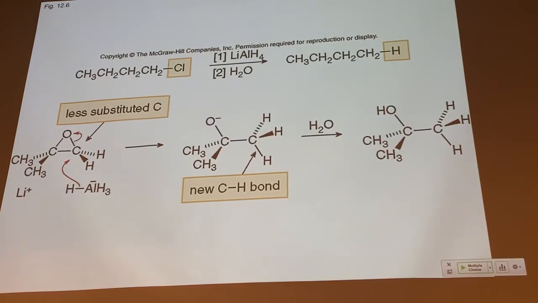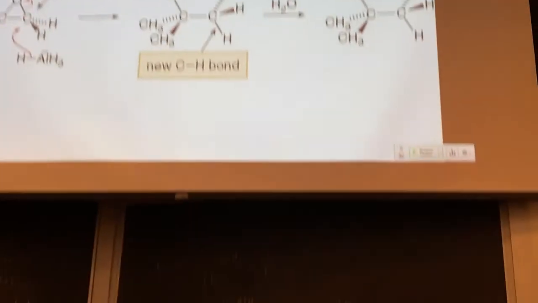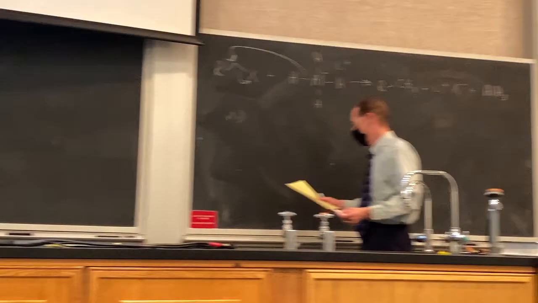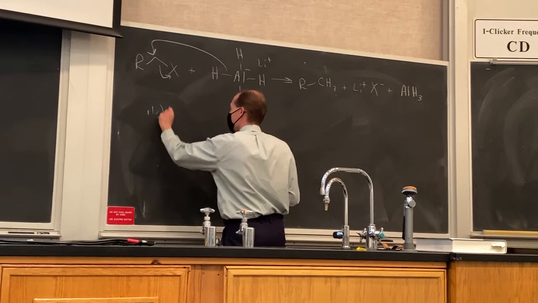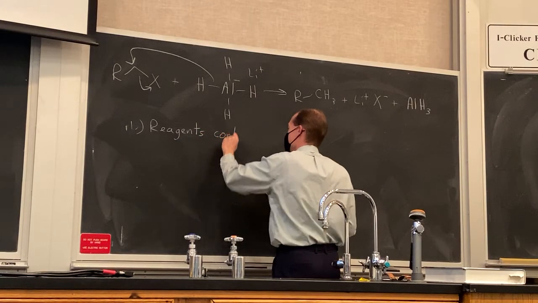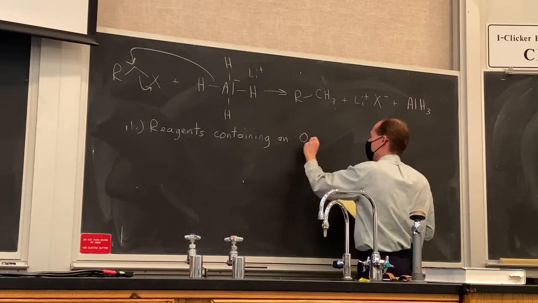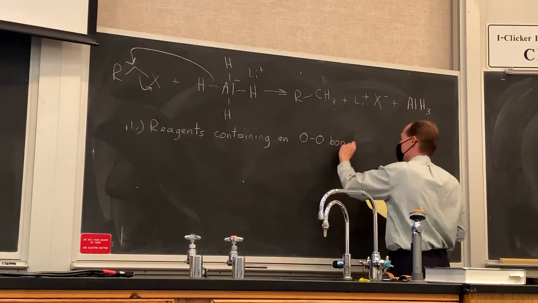All right, so now we'll start talking about oxidation for the remainder of the chapter. And whereas we began the first half discussing reducing agents, we're going to start here talking about oxidizing agents. There's two types of oxidizing agents that we will learn. The first is reagents containing an oxygen-oxygen bond. Okay?